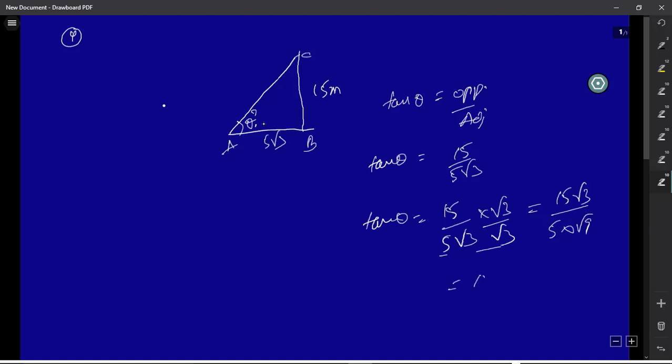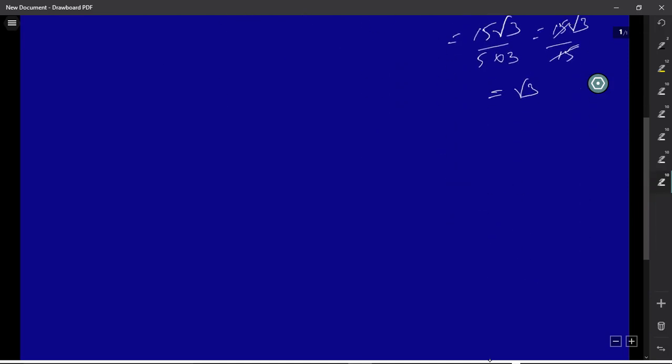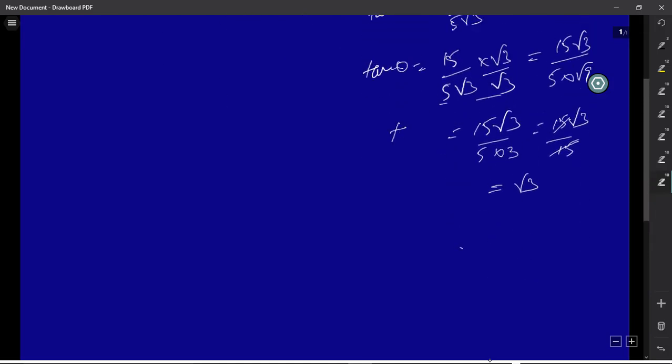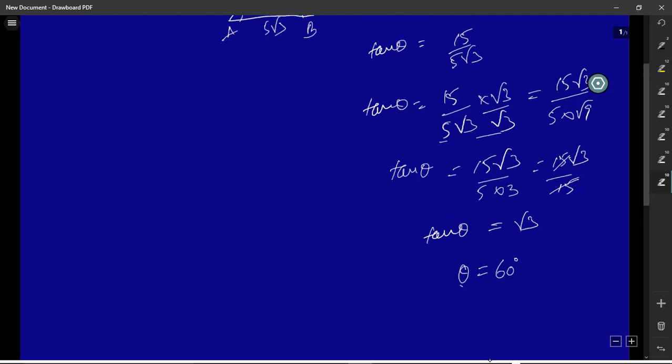3 3s are 9. 15√3 by 5 into square root of 9, which is what? 3. 5 3s are 15. This 15 and this 15 get cancelled. I end up getting tan theta as root 3. The value of tan theta is root 3. So theta should be 60 degrees because tan 60 degrees is root 3. Therefore the angle of elevation should be 60 degrees.